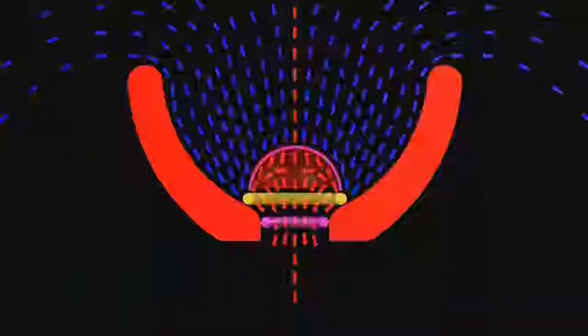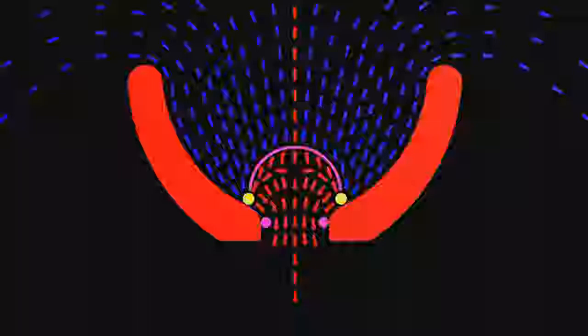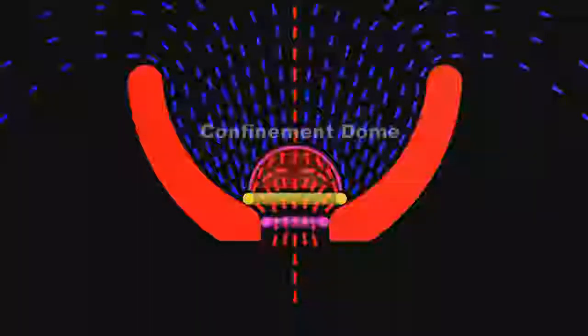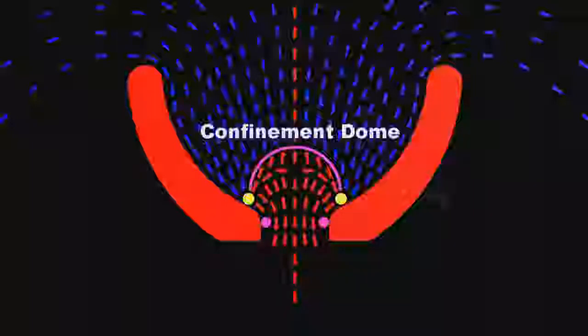The red and blue arrows shown here indicate magnetic orientation and the direction of the flow of matter in and around the magnetic bowl. The red arrows indicate magnetic north, and the blue arrows indicate magnetic south.